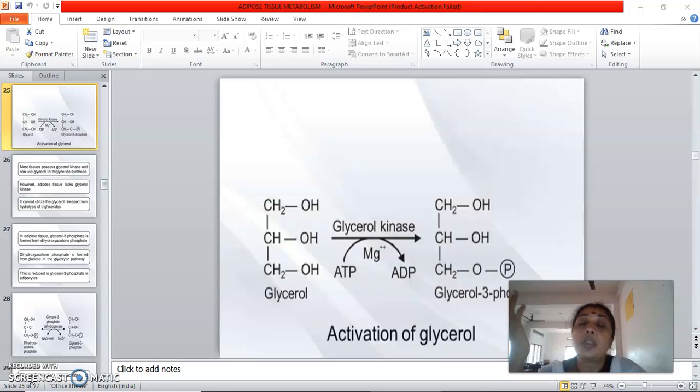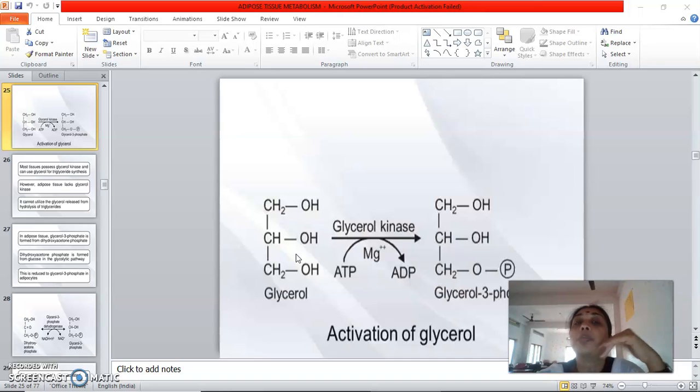There are two methods with which glycerol 3 phosphate can be obtained. In almost all the remaining tissues, glycerol 3 phosphate is synthesized from the glycerol molecule by the enzyme glycerol kinase, with the consumption of one molecule of ATP. In adipose tissue, it is not possible because the tissue lacks glycerol kinase. Hence, there is an alternative. Glycerol 3 phosphate is derived from dihydroxyacetone phosphate, and as we all know, DHAP is an intermediate of the glycolytic pathway.